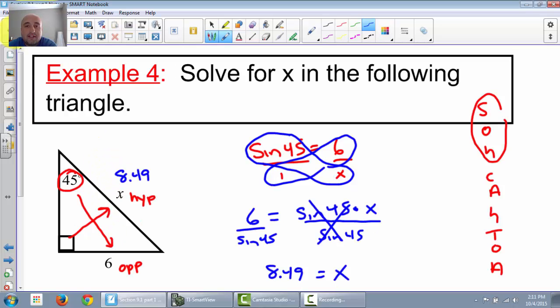Okay, and that takes care of section 9.1 part 1. We'll finish the rest up in the next installment.